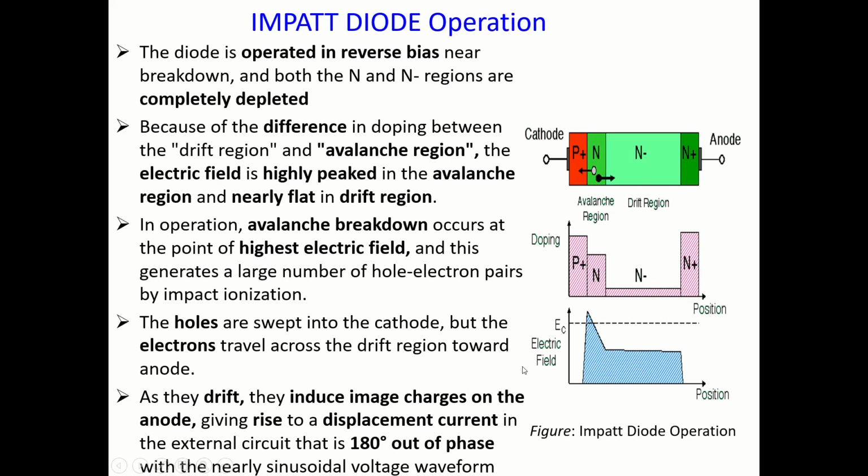As they drift, they induce image charges on the anode, giving rise to a displacement current in the external circuit that is 180 degrees out of phase with the nearly sinusoidal voltage waveform. So holes are swept into the cathode, and electrons travel across the drift region towards the anode.